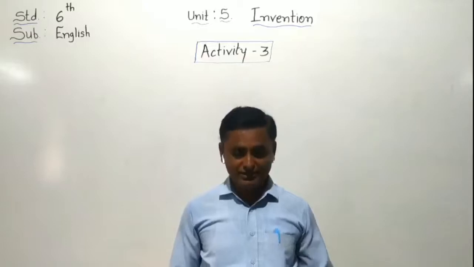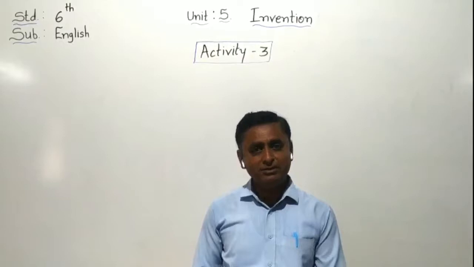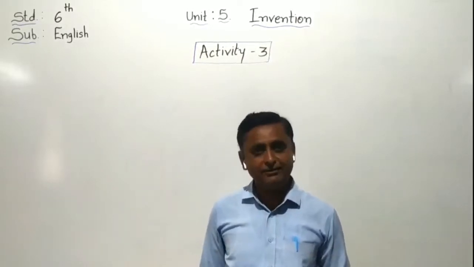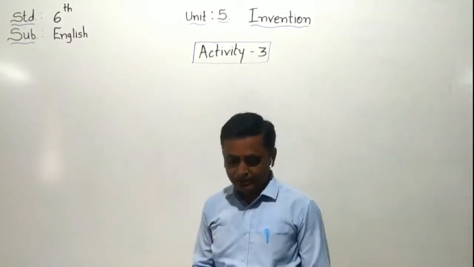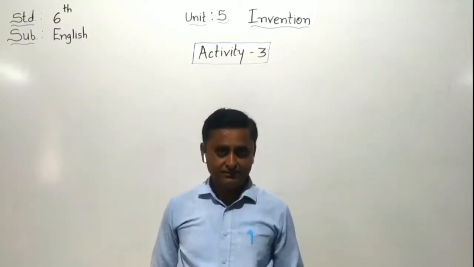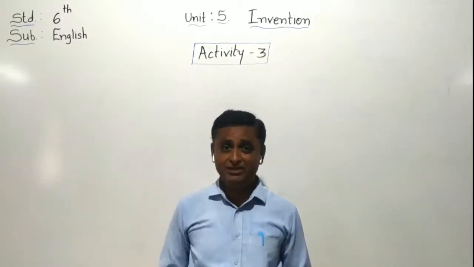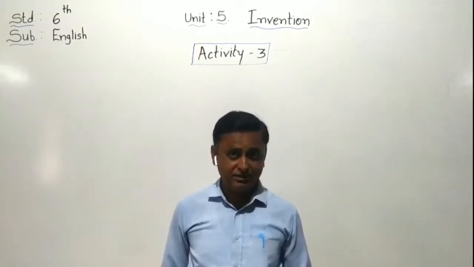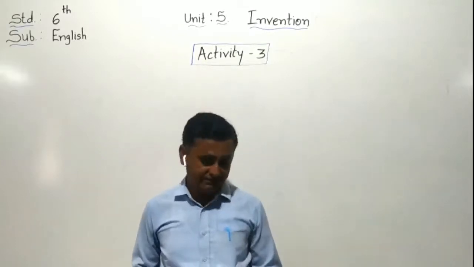So open your textbook with you. Unit number 5, activity number 3. So I start from my textbook. Just open your textbook, activity number 3 we have to do in this video. Here are some more famous inventions. I read from activity number 3, first line. Just keep attention there. Here are some more famous inventions. Here downside we can see the more famous inventions.